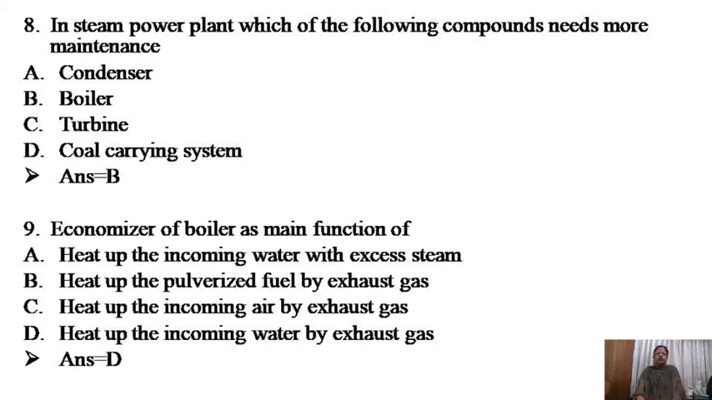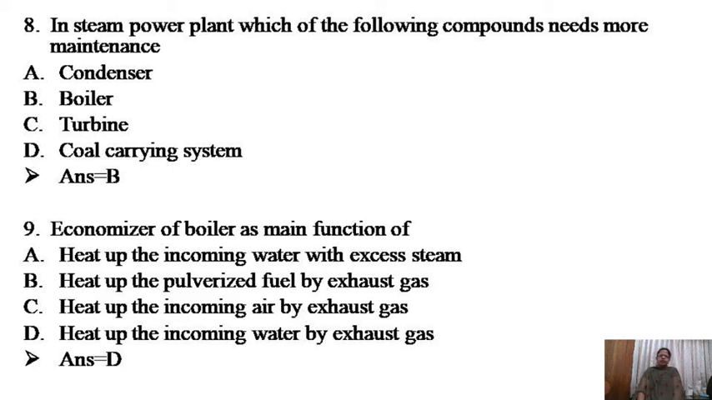Eighth one: in a steam power plant, which of the following components needs more maintenance? Option A, condenser; option B, boiler; option C, turbine; option D, coal carrying system. The answer is B, that is the boiler. In a steam power plant, the boiler needs more maintenance.